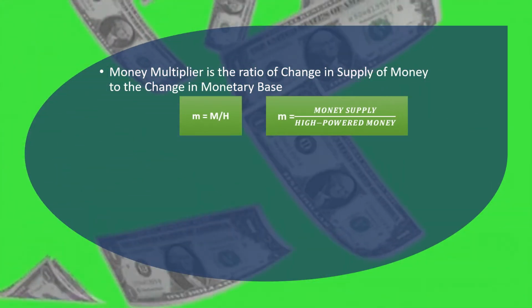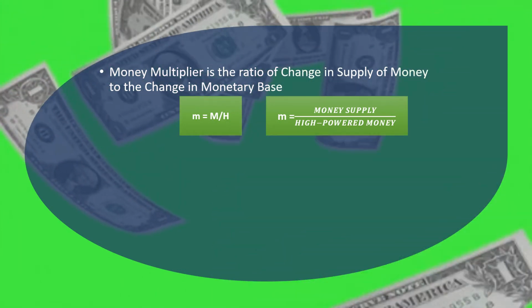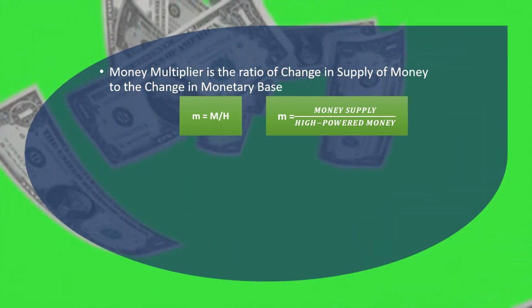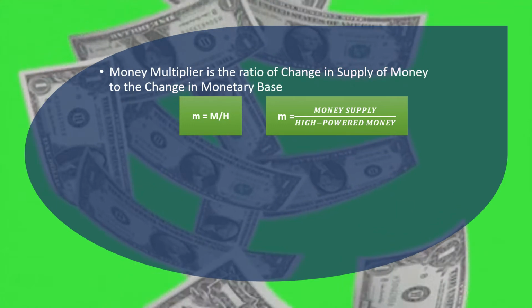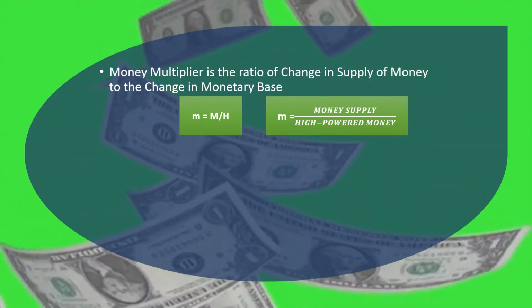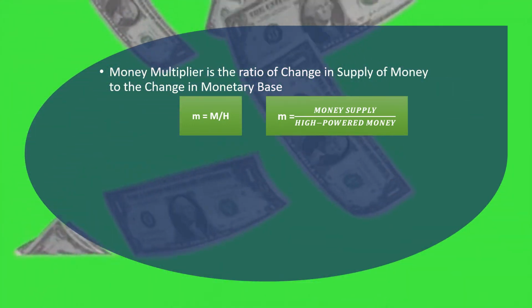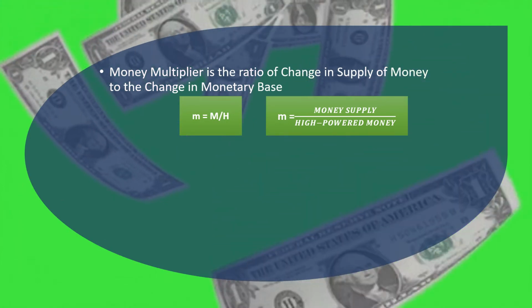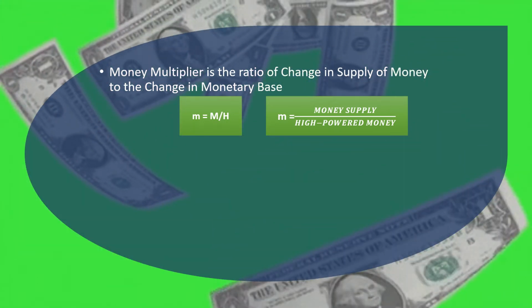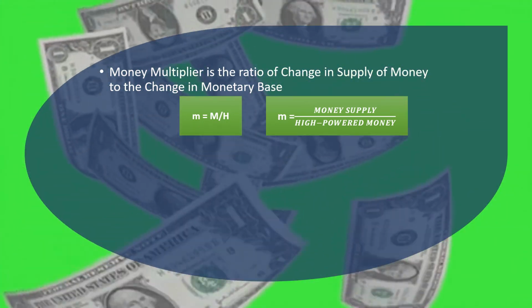In terms of formula, it can be represented as follows. Money multiplier is denoted by small letter m, and the formula goes like this: m is equal to capital M divided by H, that is money supply divided by high powered money. And as the high powered money in the economy strengthens up, the money supply also increases.